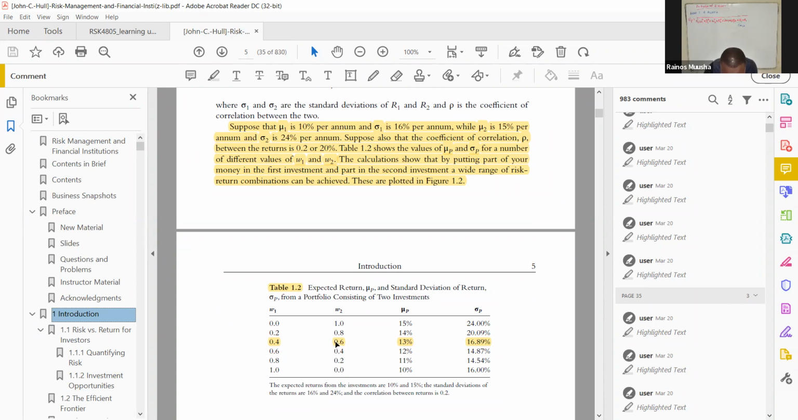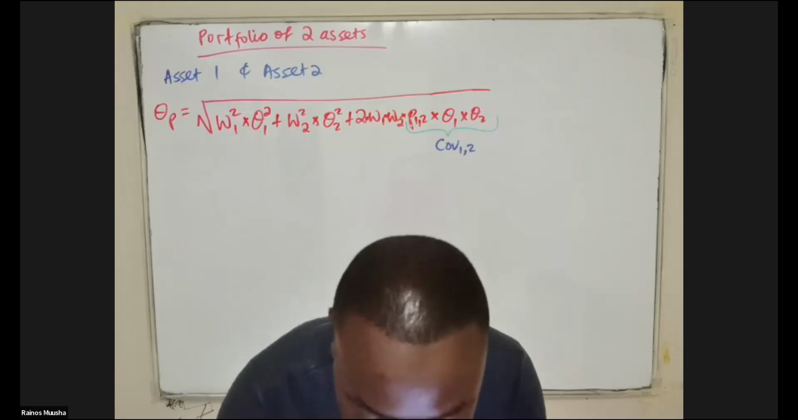Now we need to find out what the expected return of the portfolio is given those weights, and what the standard deviation of the portfolio is given those weights as well. We are also given that for asset 1, the expected return is 10% and the standard deviation is 16%. For asset 2, the expected return is 15% and the standard deviation is 24%. And we're also given that the correlation coefficient between the two assets is 0.2.